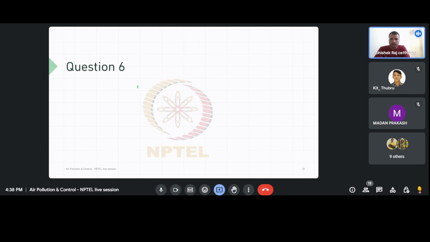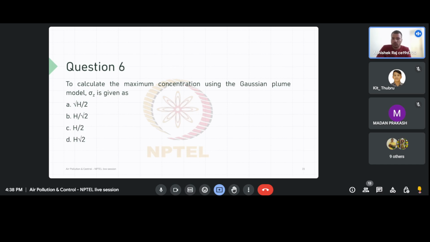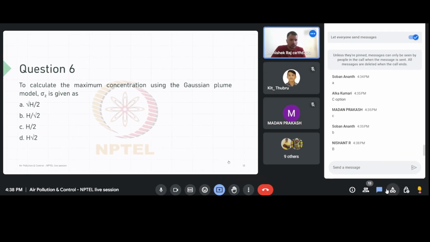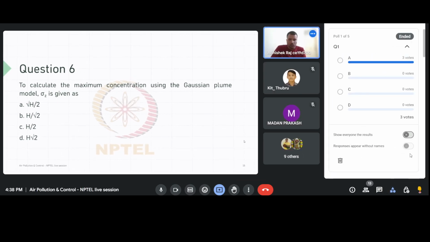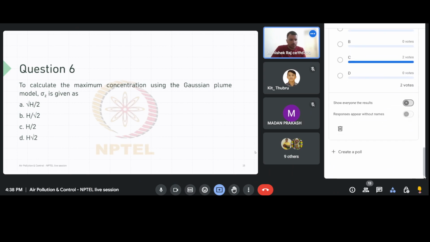Moving to question 6. To calculate the maximum concentration using the Gaussian plume model, sigma z is given as which of the following: h by 2, h by root 2, h by 2n, or h root 2, the product. So this is question 6.